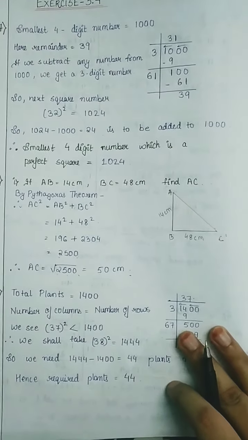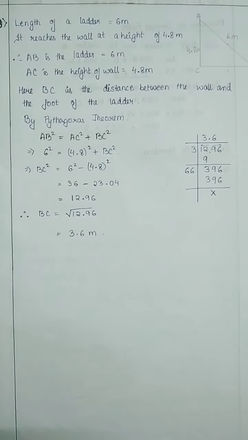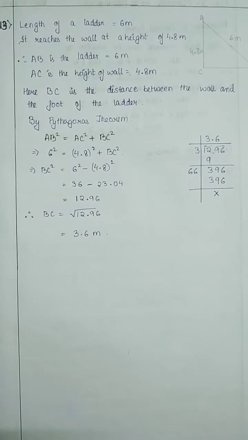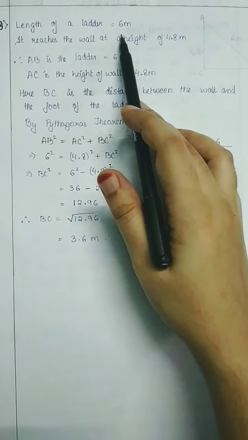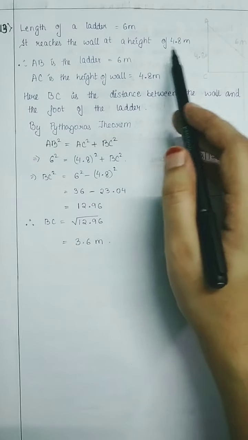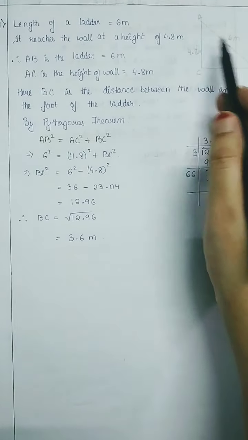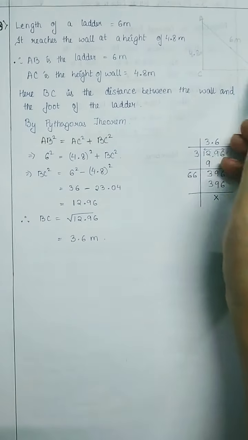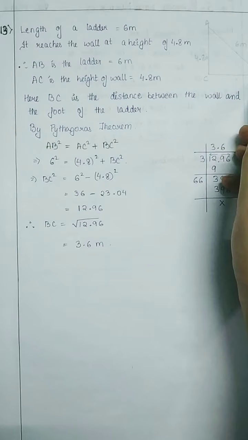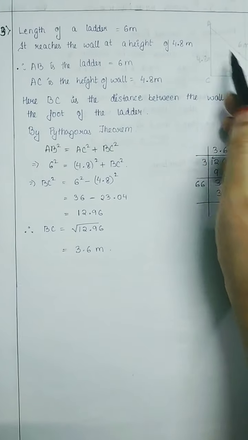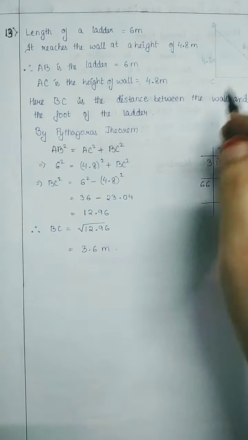Okay, now comes question number 13. This is the last question from this chapter. Here the length of the ladder is given, 6 meter. The height of the wall is given, 4.8 meter. We have to find the distance between the ladder and the wall. That means we have to find the base. Perpendicular is given and hypotenuse is given.